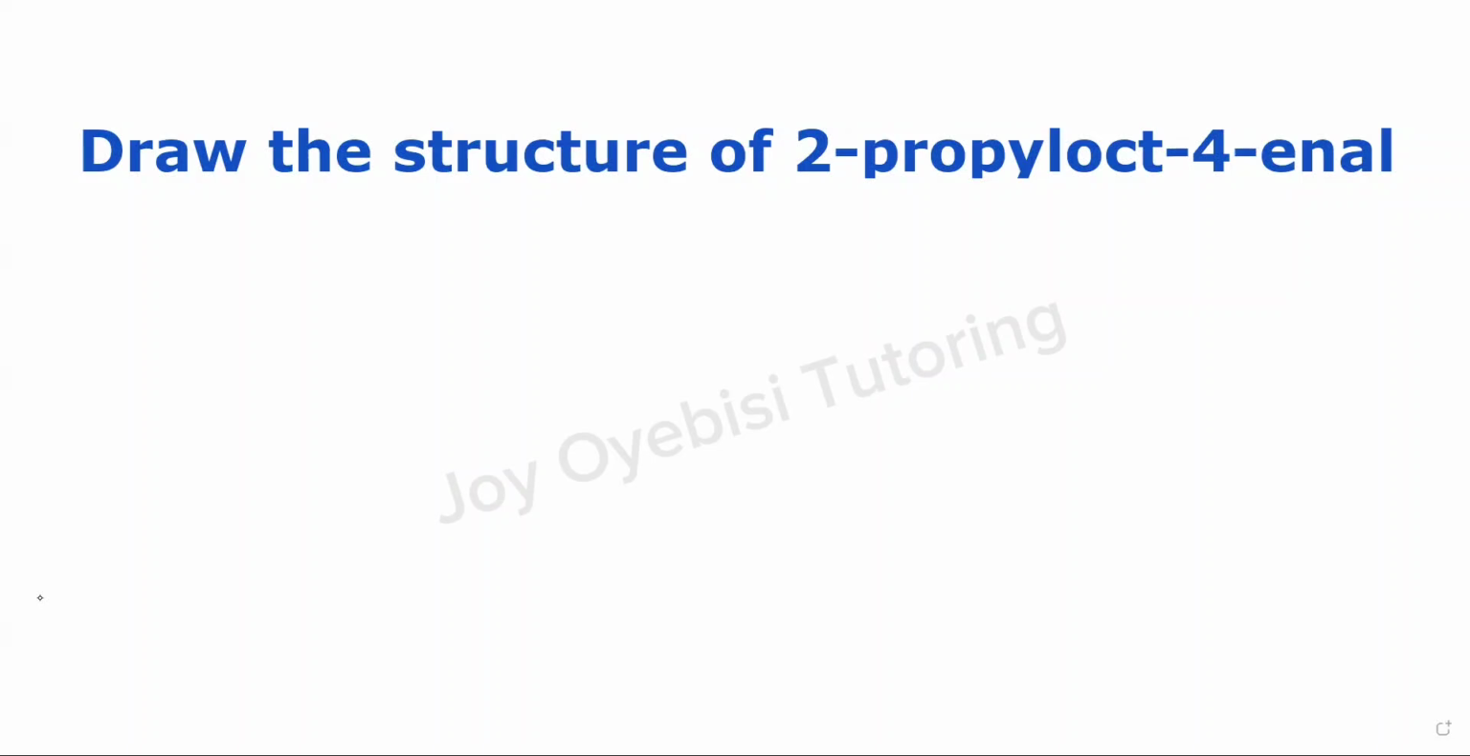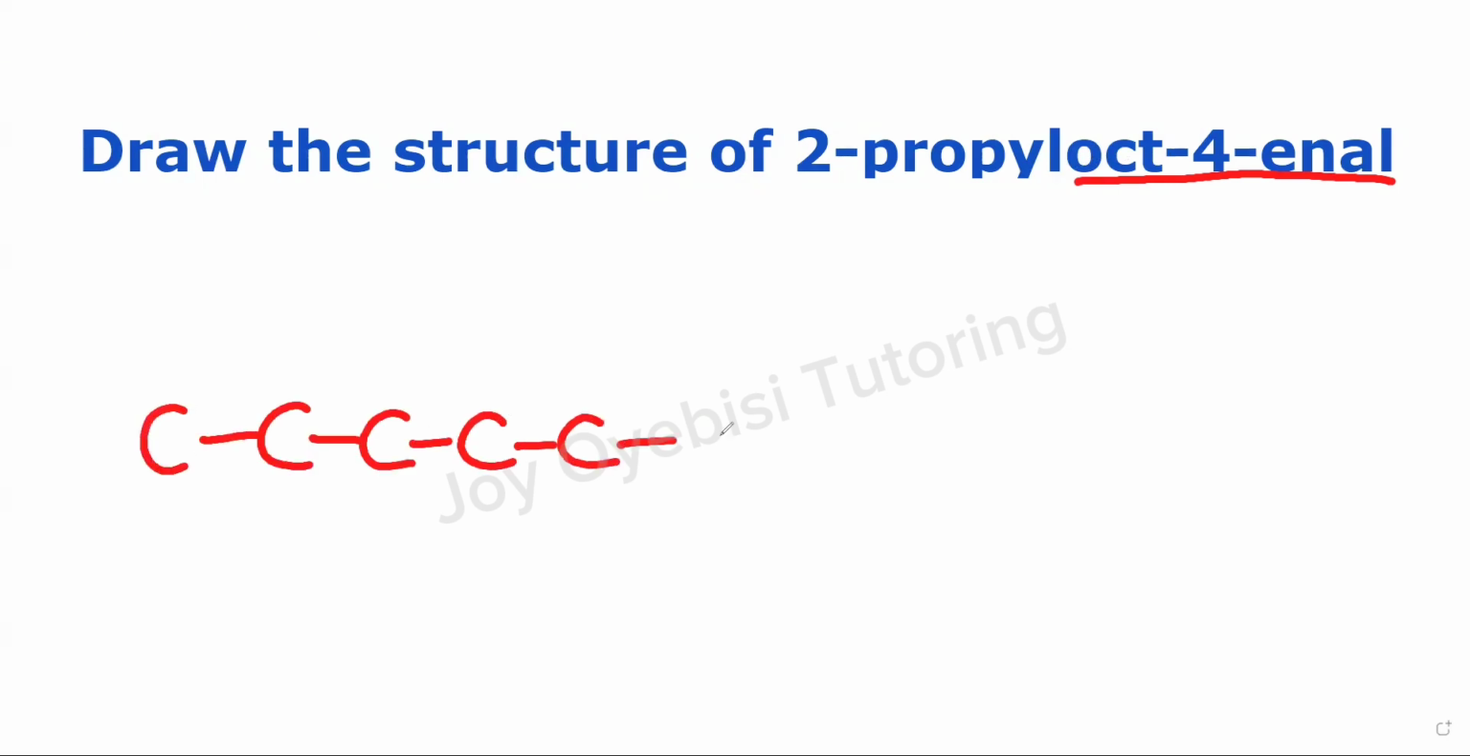Hello, in this video, I'm going to be showing you how to draw the structure of 2-propyl oct-4-enal. The first thing to do is to look for your parent chain. For this particular one, the parent chain is oct-4-enal. Now, oct is 8 carbons, so draw out your carbons bonding to each other.